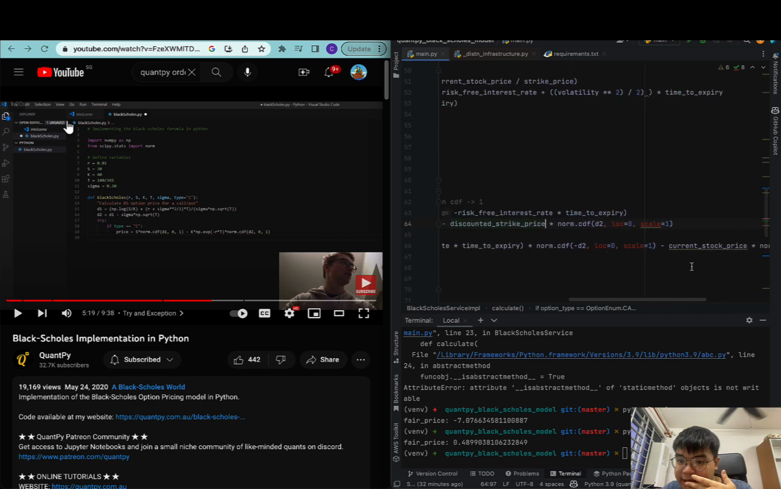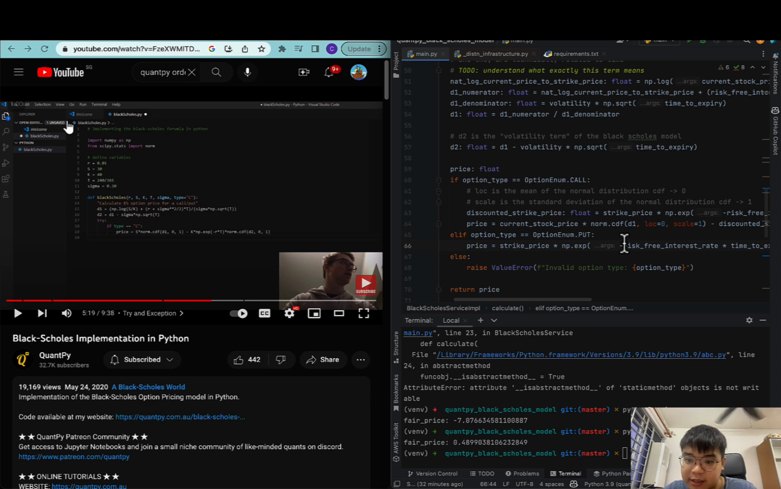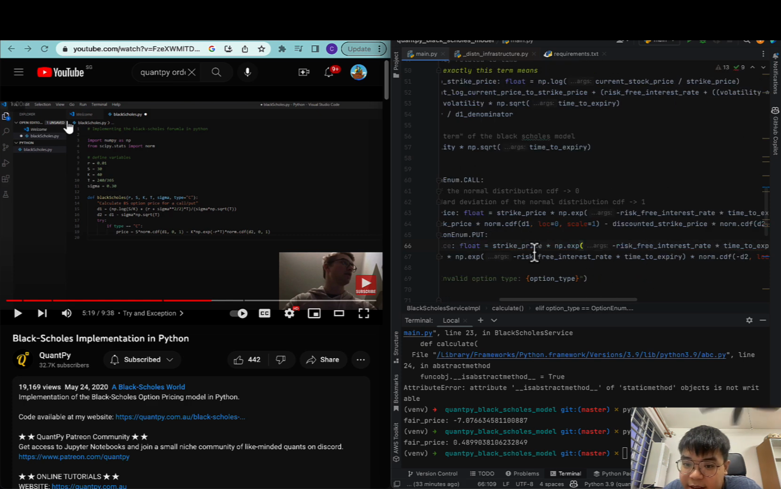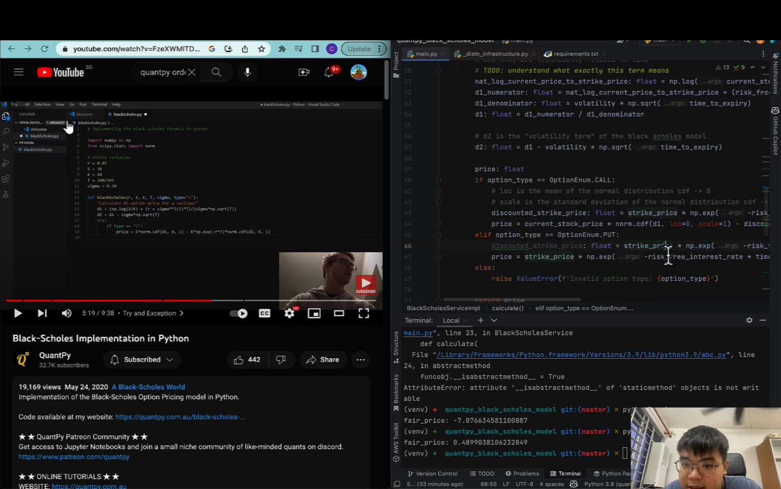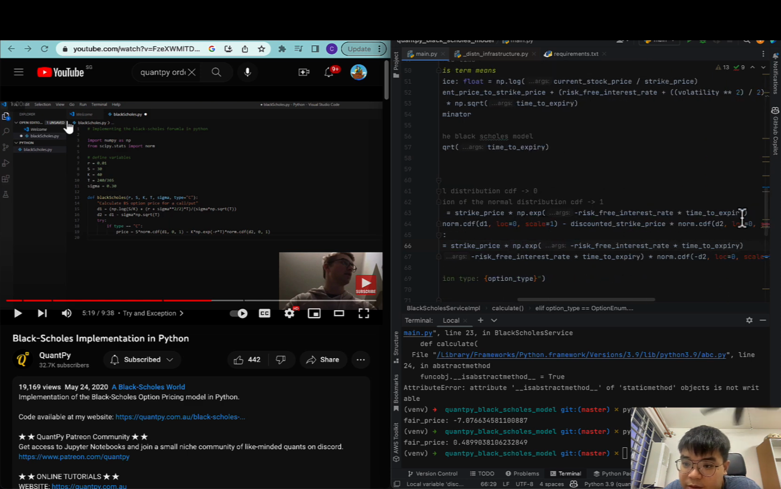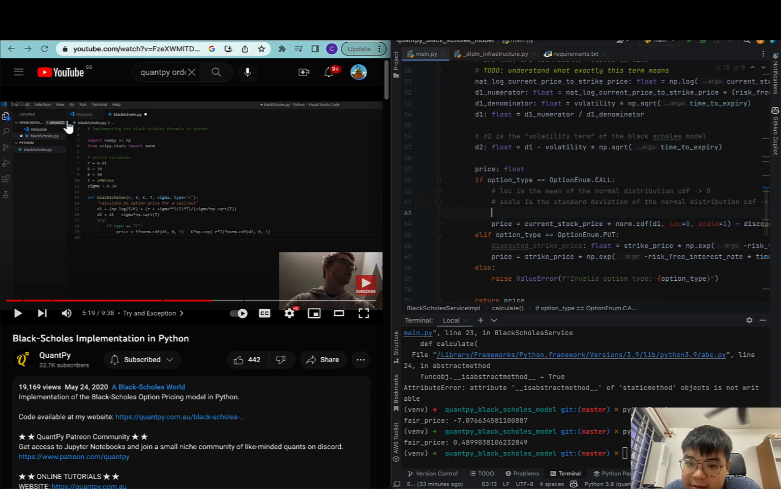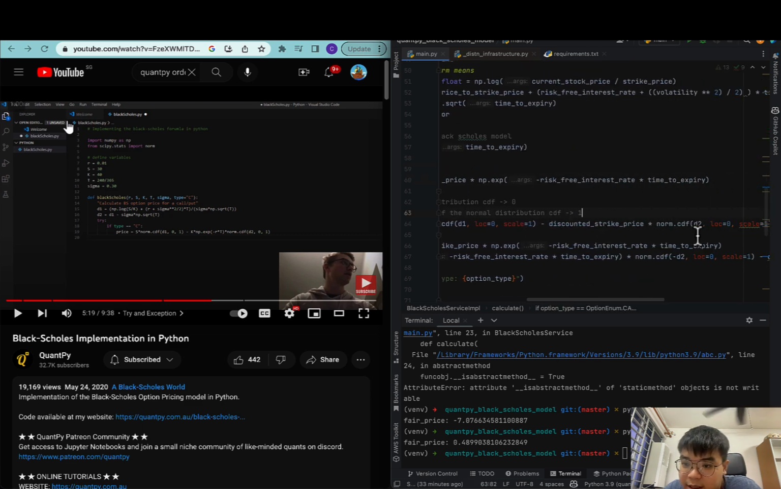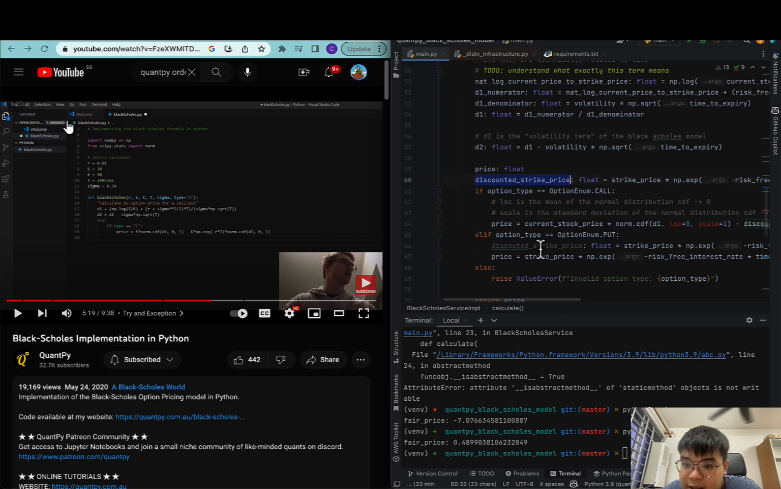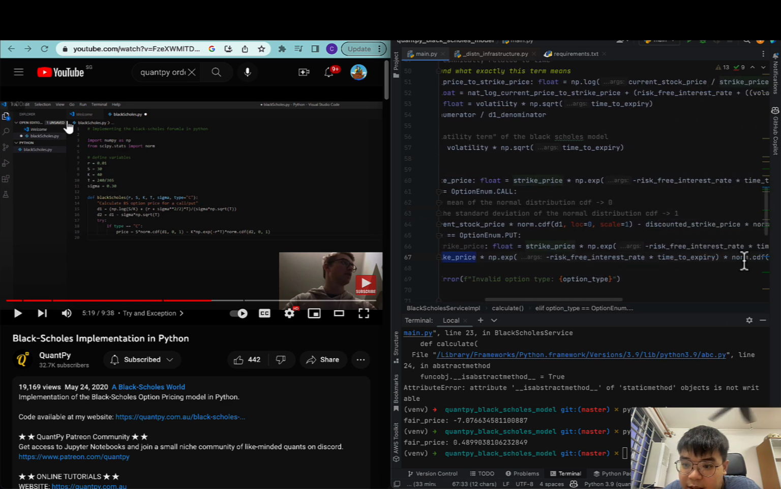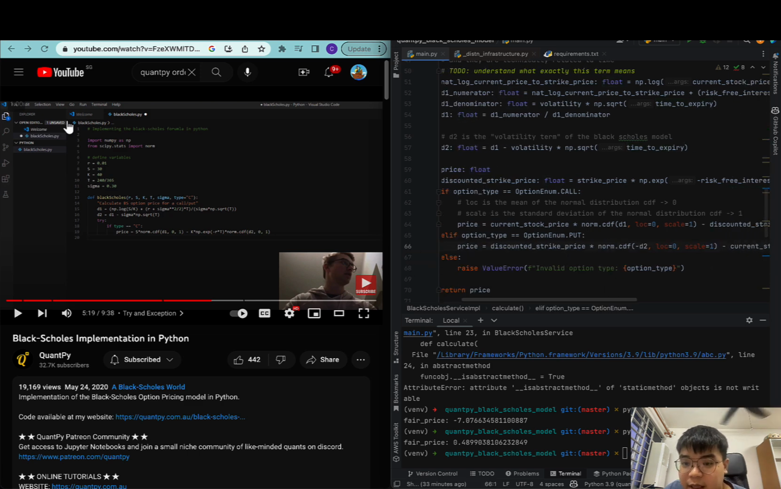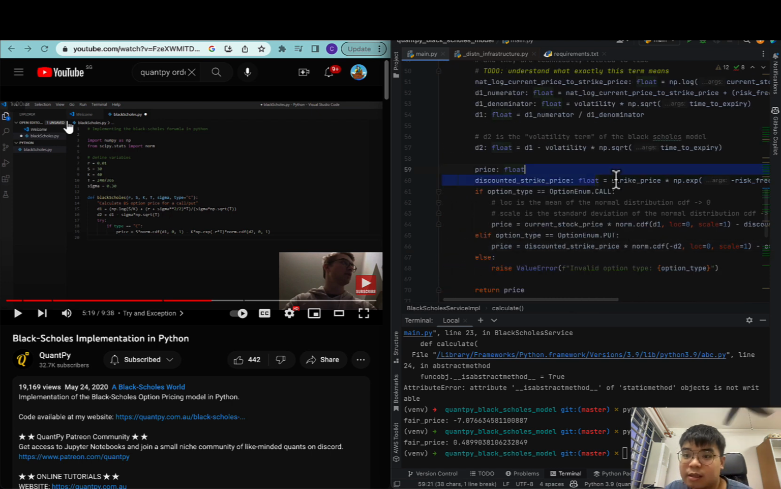And it's the same for our discounted strike price here. So strike multiplied by this. Okay, so since both terms are going to use that term, let's put it outside of the if here. And this would be used here as well. Okay, so this should be more readable.